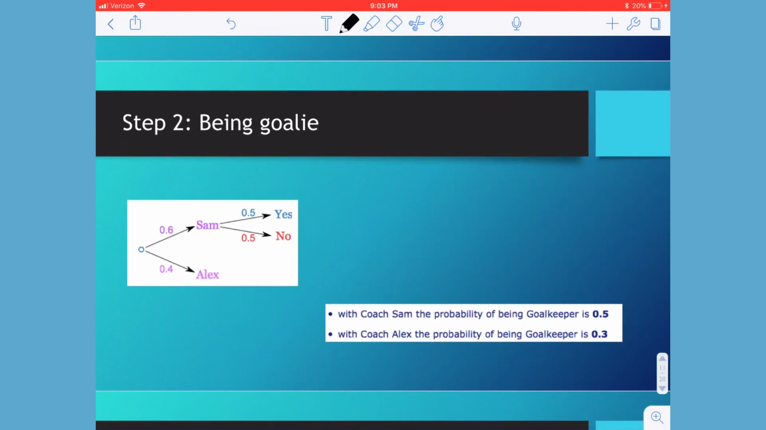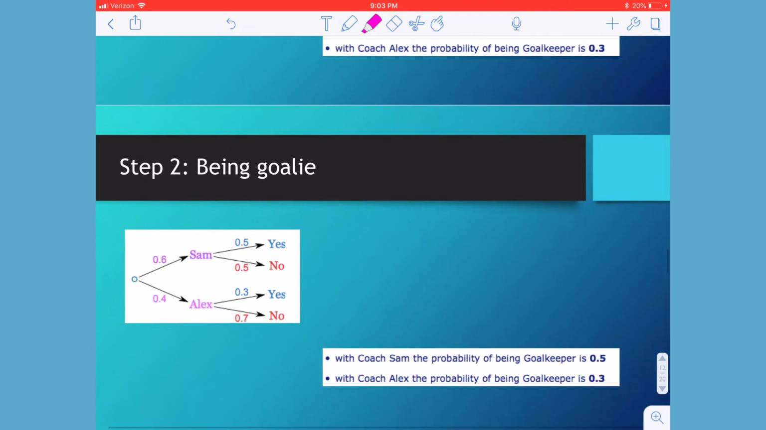Now, being a goalie. With Coach Sam, the probability of being goalkeeper is 0.5. So 0.5 if I am the goalkeeper. 1 minus 0.5 leaves me with 0.5 for I'm not the goalkeeper. With Coach Alex, the probability of being goalkeeper is 0.3. So I'm going to draw an arrow that says 0.3 for yes. So what do you think my no probability value is going to be? If you said 0.7, great job, because I did 1 minus 0.3.